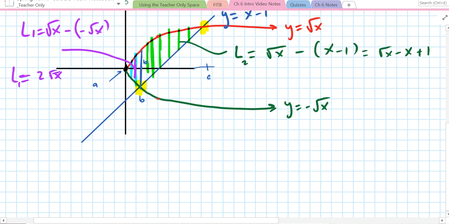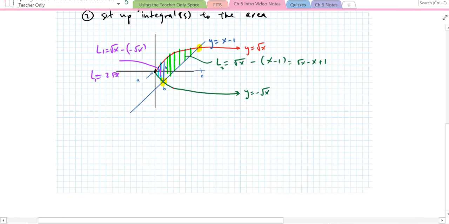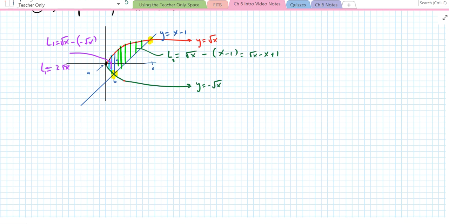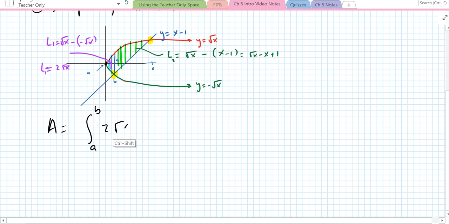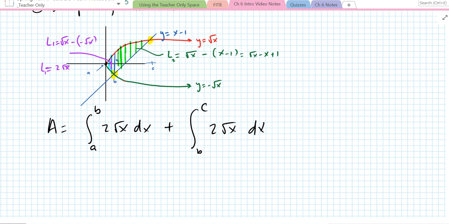And so if we were to go and write the area for this, we would write it as the area is equal to the integral from A to B of the first length, which is 2 square root of x dx, plus the integral from B to C of the second length, which is square root of x minus x plus 1 dx. And we could do it if we had to. We would have to find the points of intersections, which aren't going to be nice, but we could figure them out. But this seems very awkward and a little more difficult than it should be.